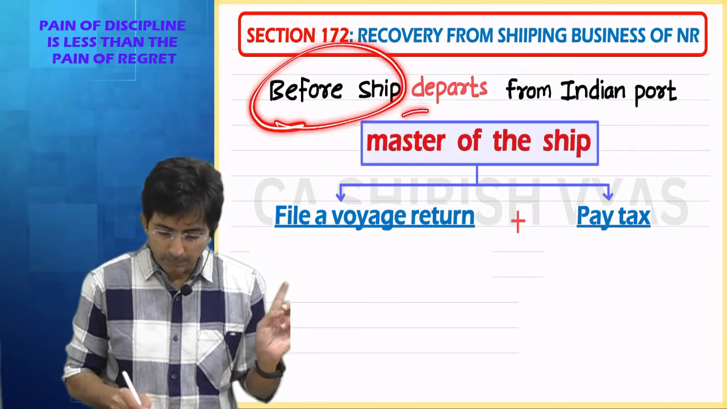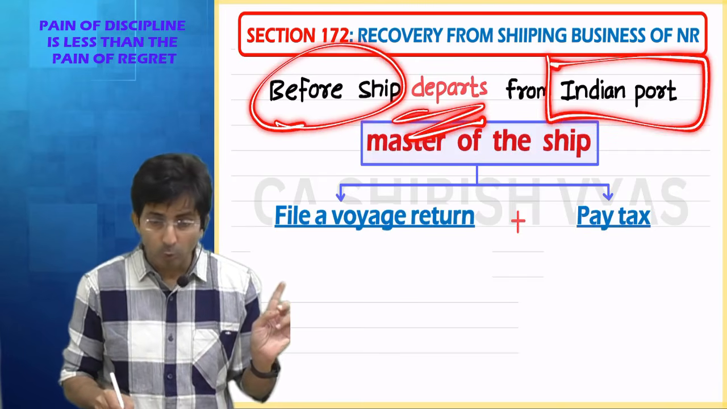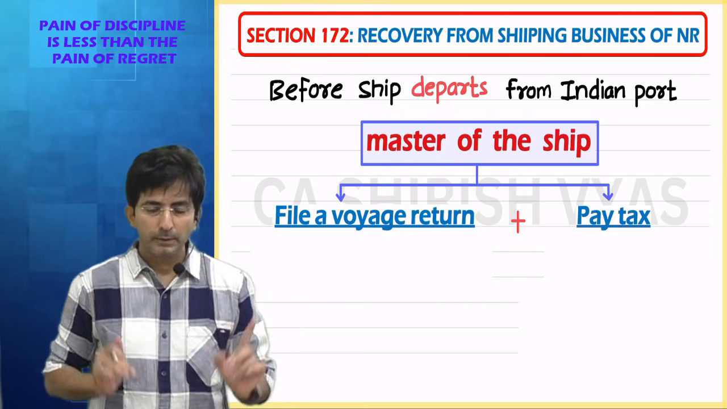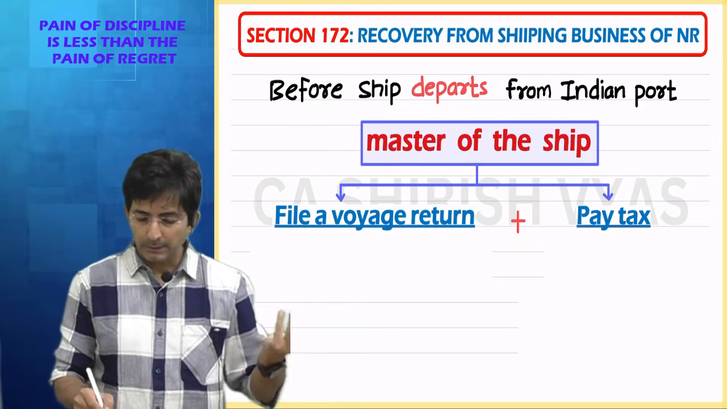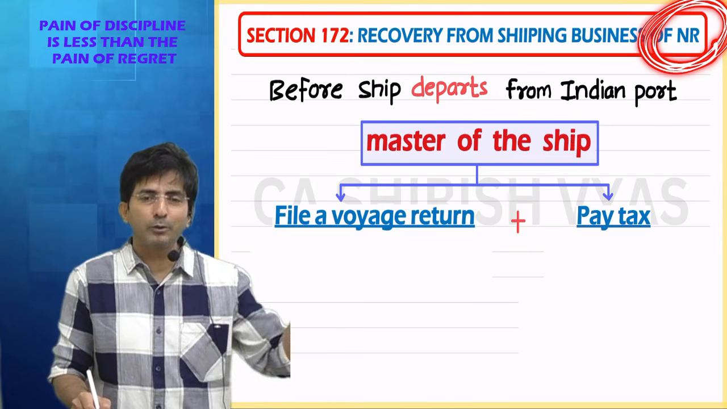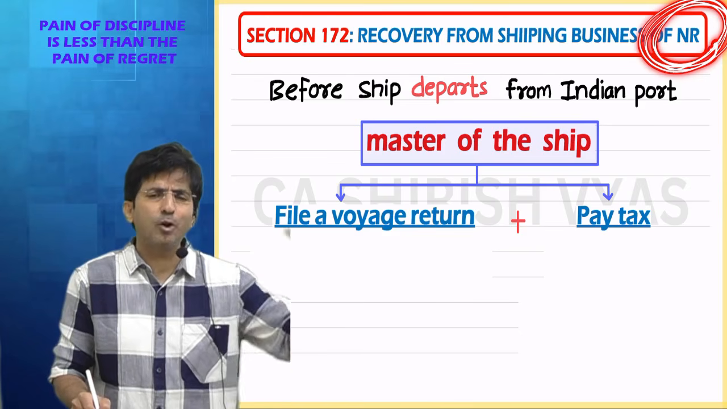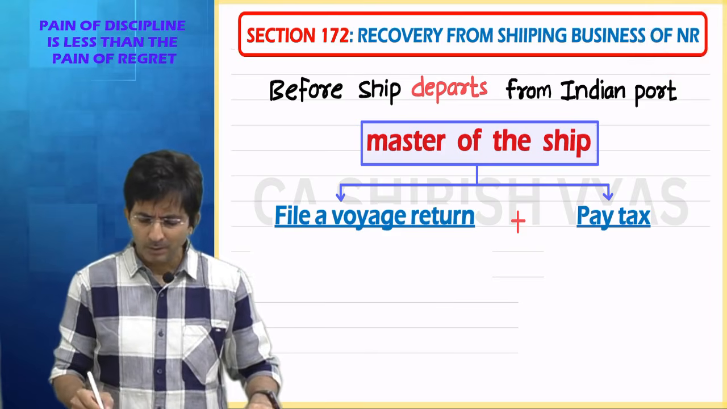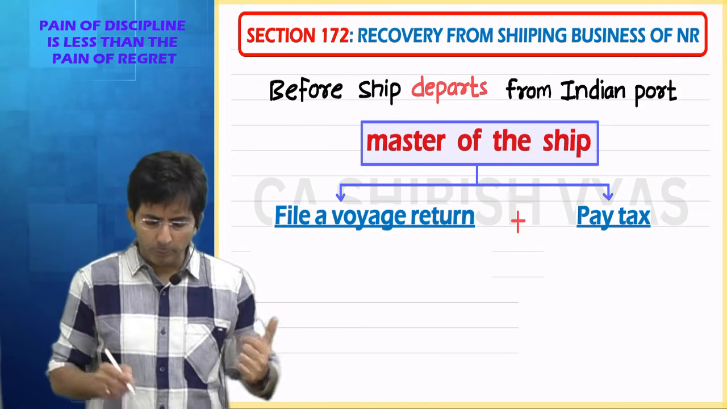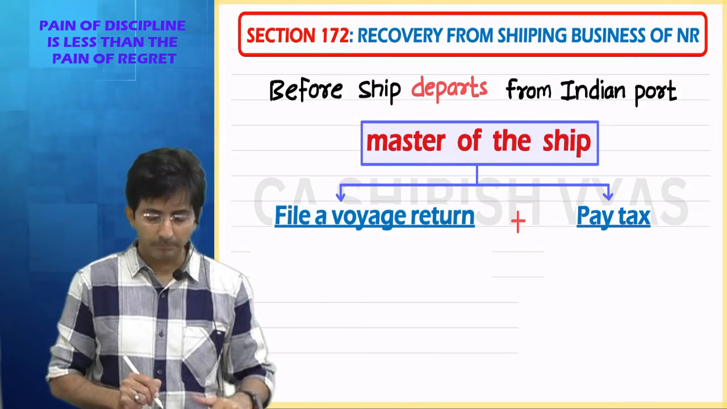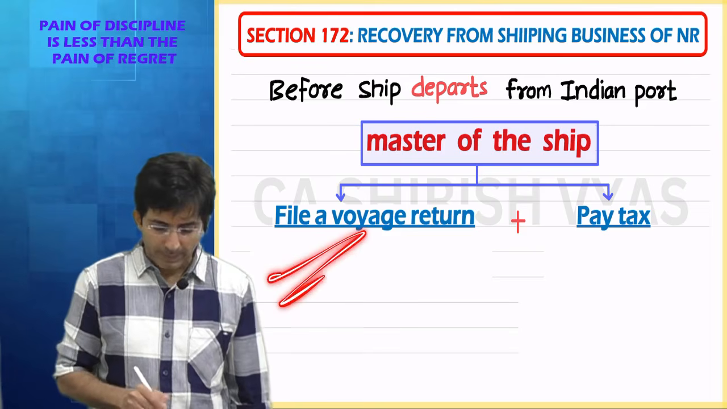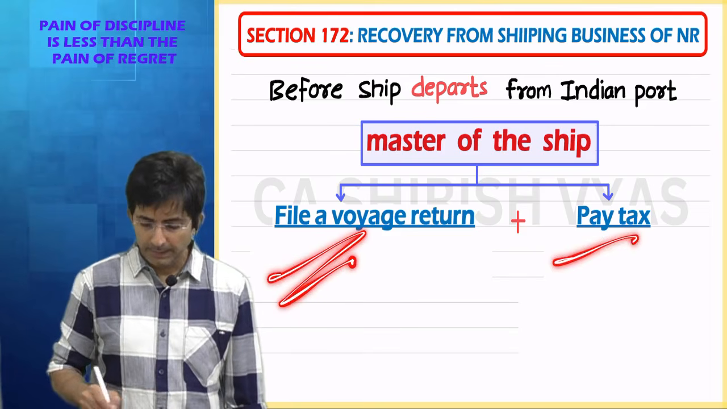Before the ship departs from the Indian port, the master of the ship, you know, every ship has a master. It is his duty. Because see, the owner of the business is non-resident. He might be staying in Dubai, London. He will not come with the ship, na. Owner is non-resident. He stays in his country. But in this ship, there will be a master. So what is the duty of the master of the ship? File a voyage return and pay the tax.